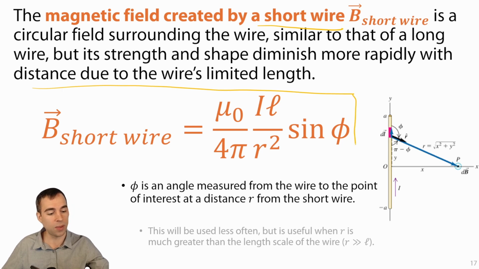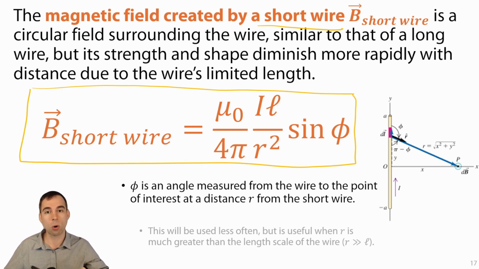Here is the magnetic field coming from a short wire, where of course I is the current, L is the length of the wire that generates that magnetic field, R is a radial distance away from that short wire, and phi is an angle that measures the angle between the current that is generating that magnetic field and the point of interest in space at a distance r away.